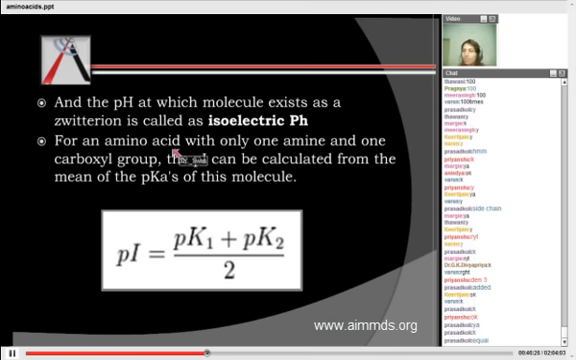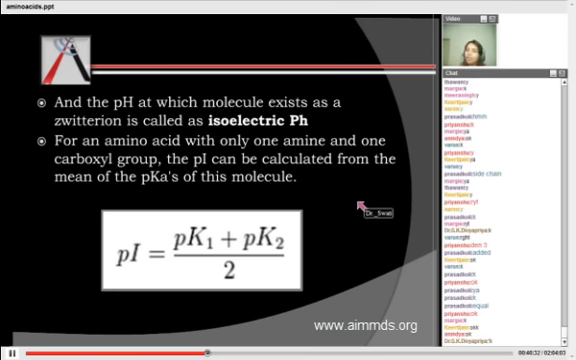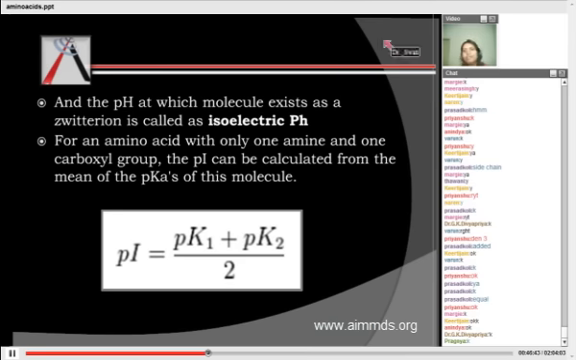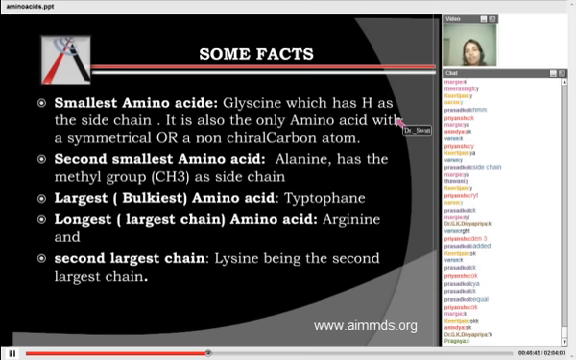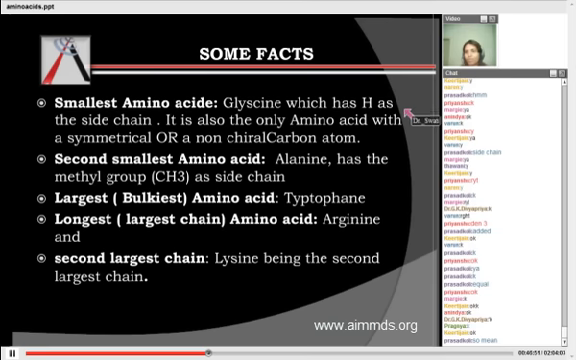If you know the pKa of the amine group and the pKa of the carboxylic group, we just take the mean of those pKa and we get the isoelectric point. Isoelectric point is nothing but the pH at which they will exist as a zwitterion. Okay, that was the basic information about the properties of amino acids and their structure.